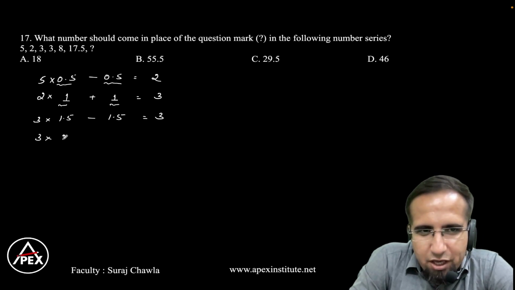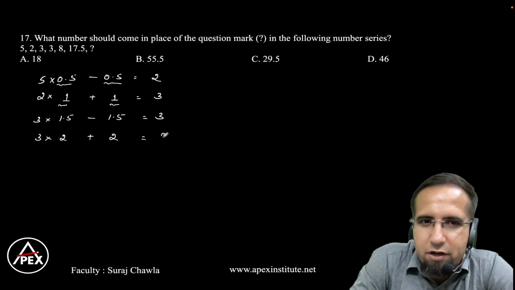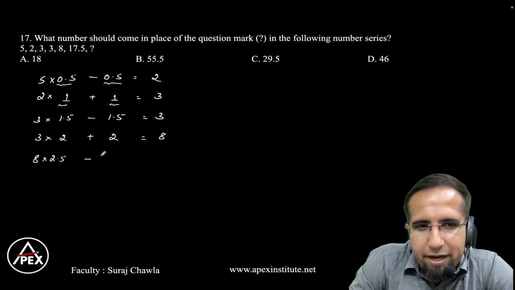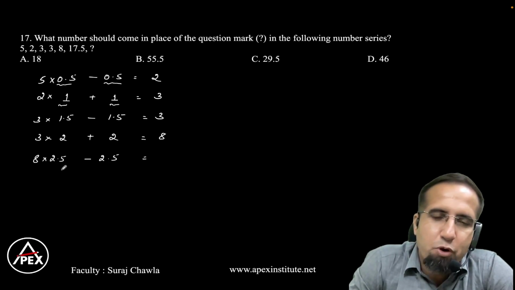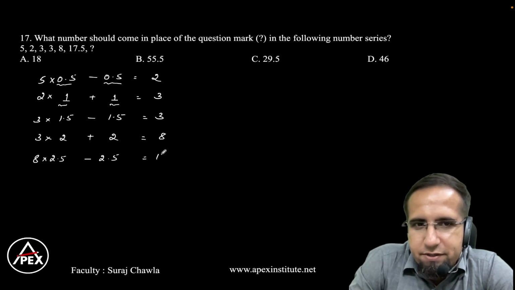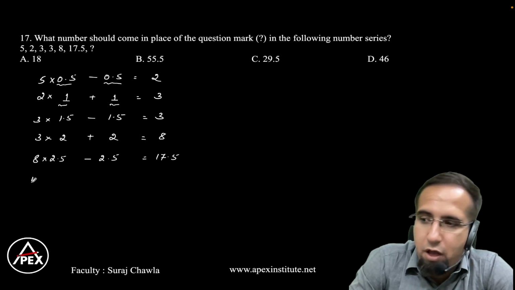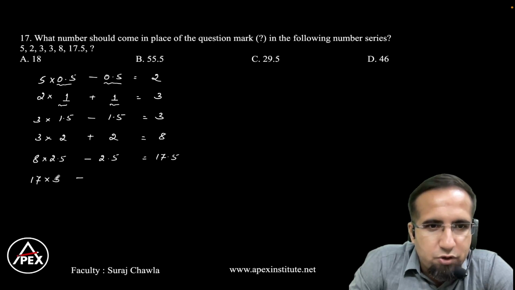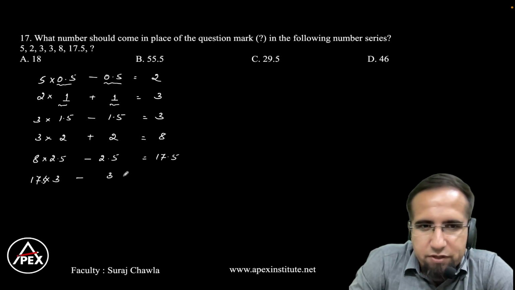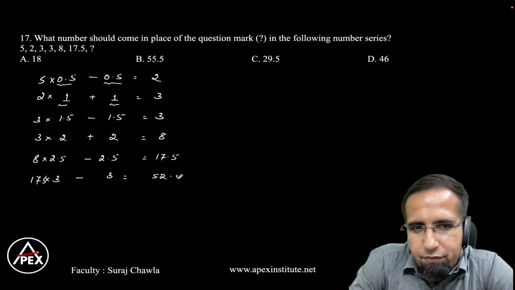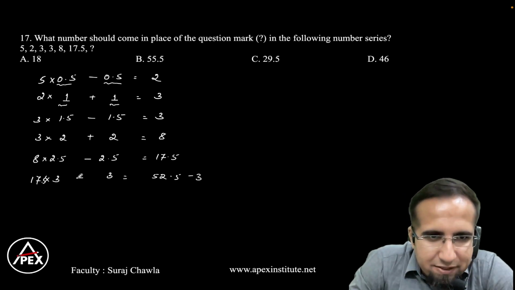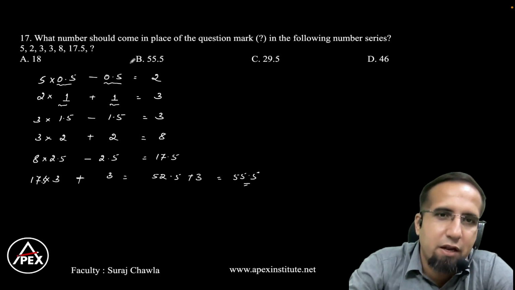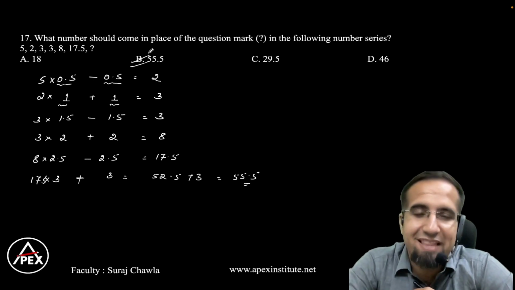So let's understand this. 3 into 2 plus 2, which is satisfying our given condition, that is 8. Similarly, I go with 8 into 2.5 minus 2.5. 8 into 2.5 is 20. 20 minus 2.5 will give me 17.5, which is also working here. So therefore, our final answer becomes 17.5 into 3 plus 3. 17.5 into 3 is going to be 52.5, plus 3 will eventually give us 55.5 should be our final answer, which is also there in the options, and that becomes our final answer.